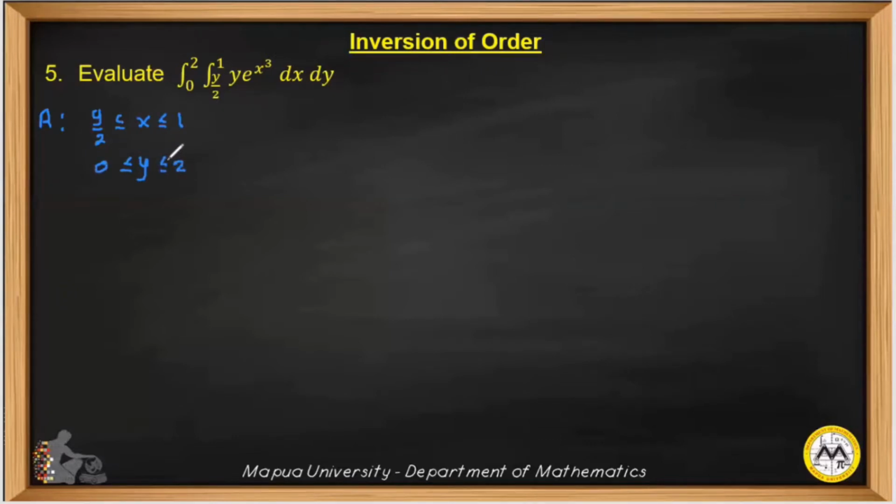Since we are going to reverse the order, we have to look at the geometric representation of the region R in the xy plane. So how do we do that? Now, consider the interval of x going from y over 2 to 1. So if x is, let me use another color.